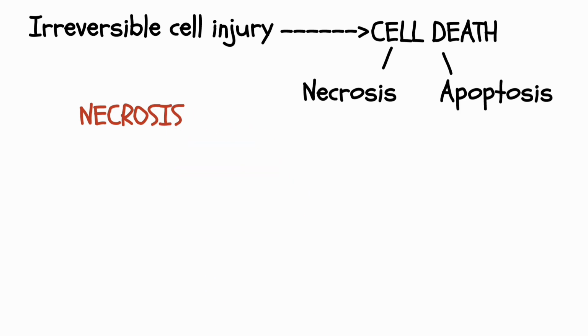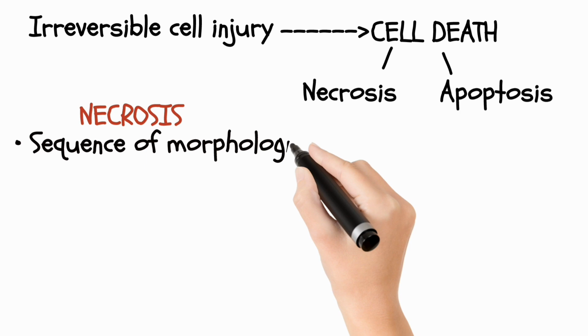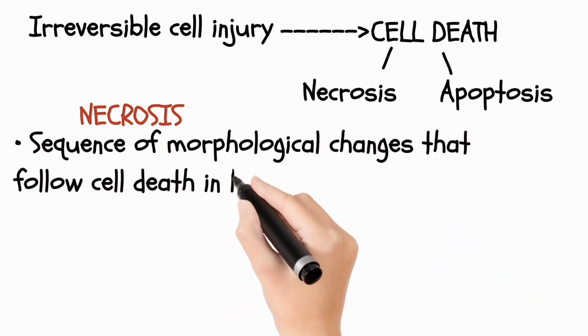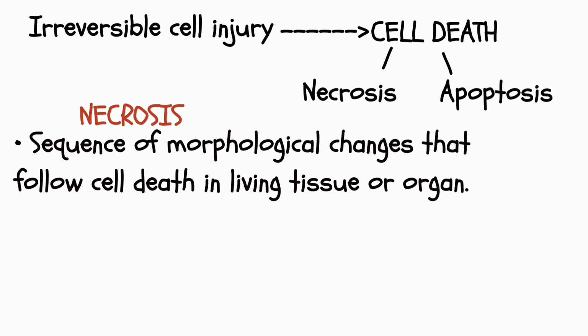Necrosis refers to a sequence of morphological changes that follow cell death in living tissue or an organ. The keyword here is sequence of morphological changes. Remember that when I talked about the morphological changes of the reversible cell injury, I mentioned that there is hydropic change, fatty change, hyaline change, and mucoid change. So for the irreversible cell injury, which will result in cell death, the morphologic forms that we'll be talking about here are necrosis and apoptosis.